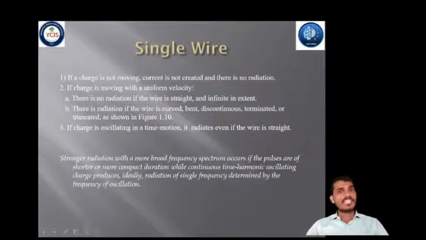Now there is radiation if the wire is curved. Instead of a straight line, if the wire is curved, bent, discontinuous or terminated, then it may radiate. Now the third one is, if the charge is oscillating in a time varying manner, it may radiate even if the wire is a straight line.